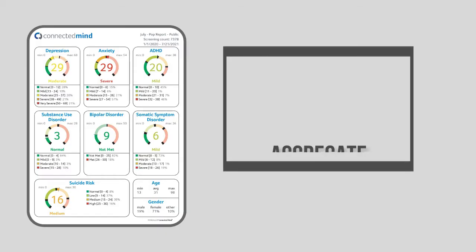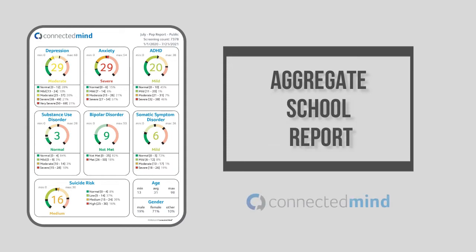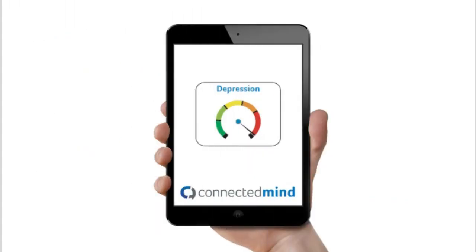In this video, we will explain the information reported in the Aggregate School Report. But first, let's take a look to see where the Aggregate Report fits into the Connected Mind screening process and how the data may be used to develop and improve the mental health programs and resources at your school.